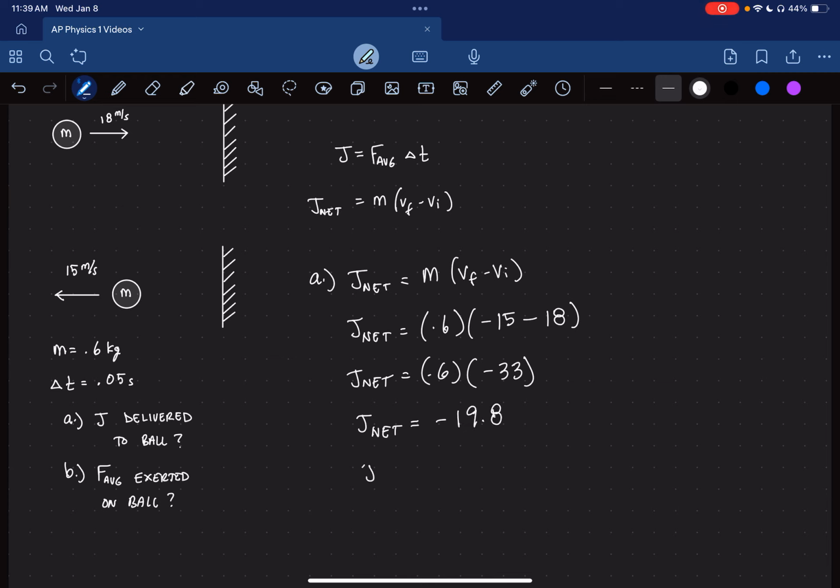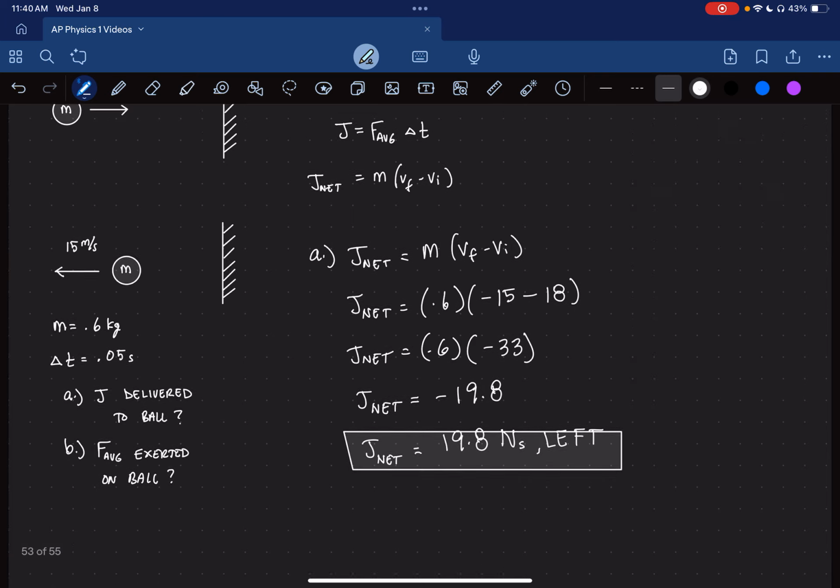This is a vector, and so this is 19.8. The units for impulse are newton-seconds. The negative means left. You guys see it? Okay.